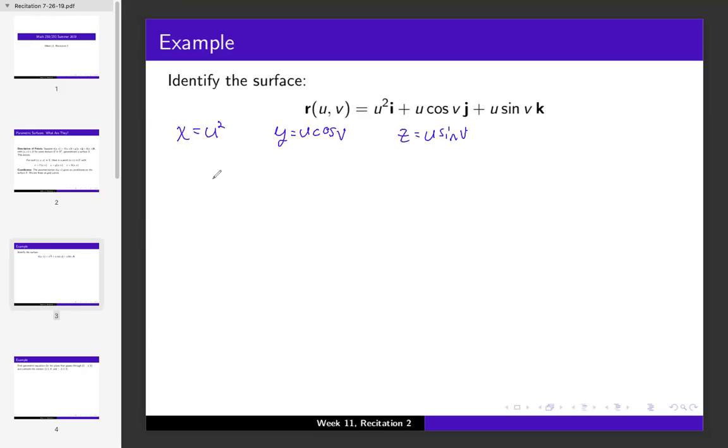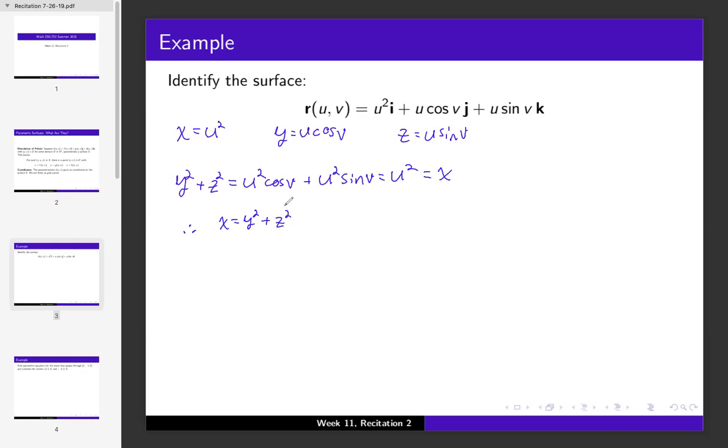So for example, if you take y squared plus z squared, well, that's going to give you u squared cosine squared v plus u squared sine squared v, or in other words, u squared. Wait a second, u squared, that's x. We know that that's x. Aha. So in fact, what this really is is x equals y squared plus z squared.